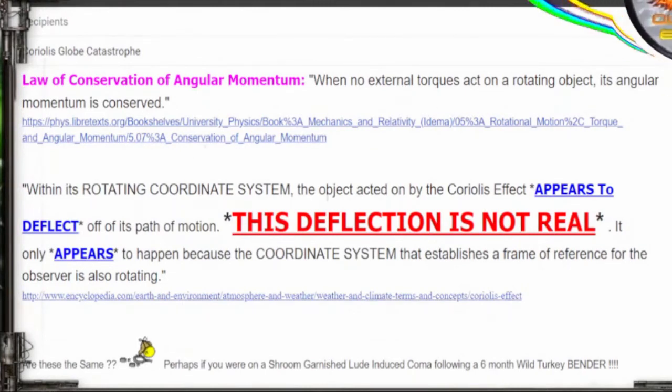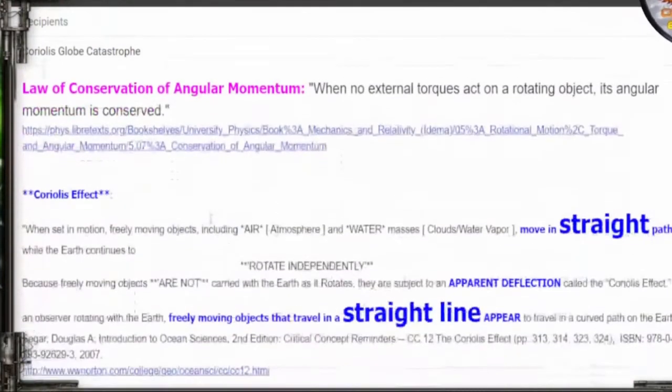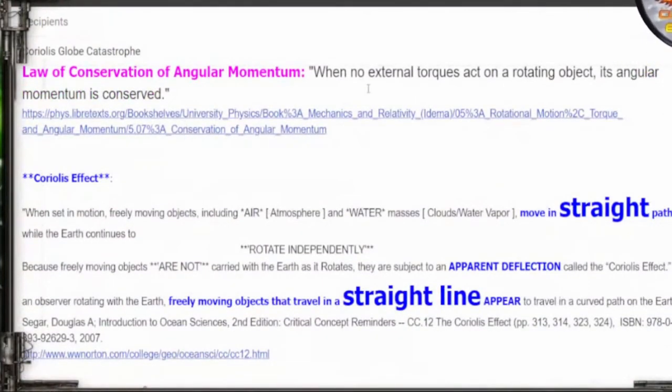This deflection is not real. Is there any not-real deflection in this definition? Anyone? Can you read any? You wouldn't think so. I don't see any. Are these the same? Perhaps if you were in a coma following a 6-month Wild Turkey bender. Perhaps, maybe. I doubt it even then. Let's try it again. Law of conservation of angular momentum: when no external torques act on a rotating object, its angular momentum is conserved.